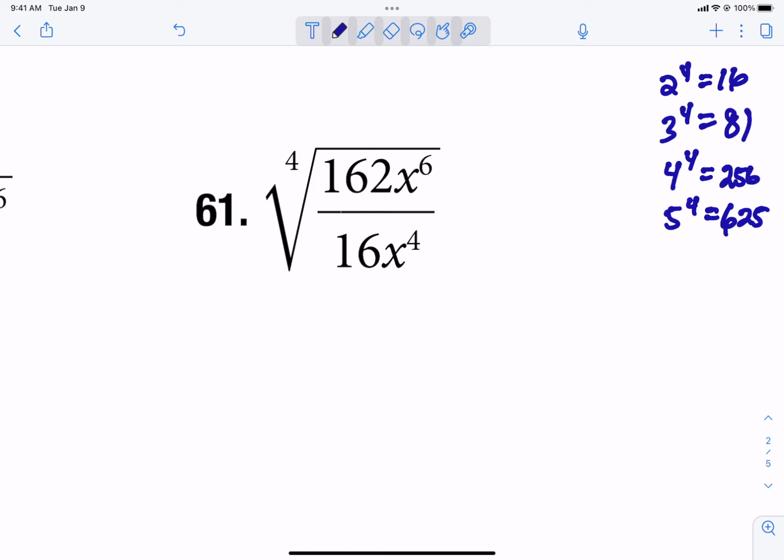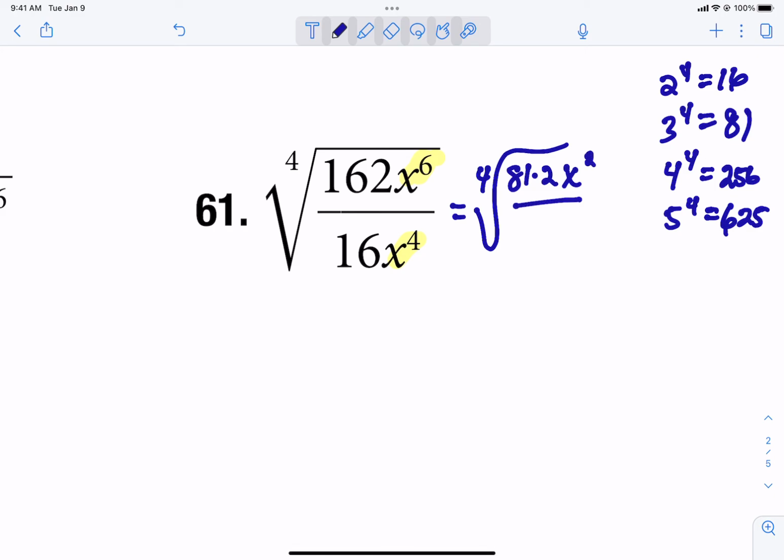So does anything on that list go into 162? Well, yes, 81 does. So that's a good number. So that's 81 times 2. Now let's look at our x's for just a minute. We have 6 in the top, 4 in the bottom. So technically, when reduced, the bases are alike and we're dividing, subtract the exponents. 6 minus 4 is 2. That leaves an extra 2 x's in the top.